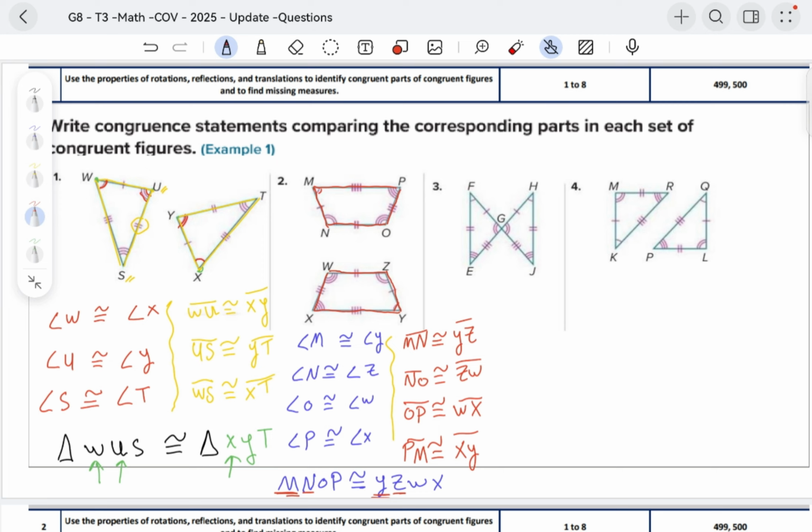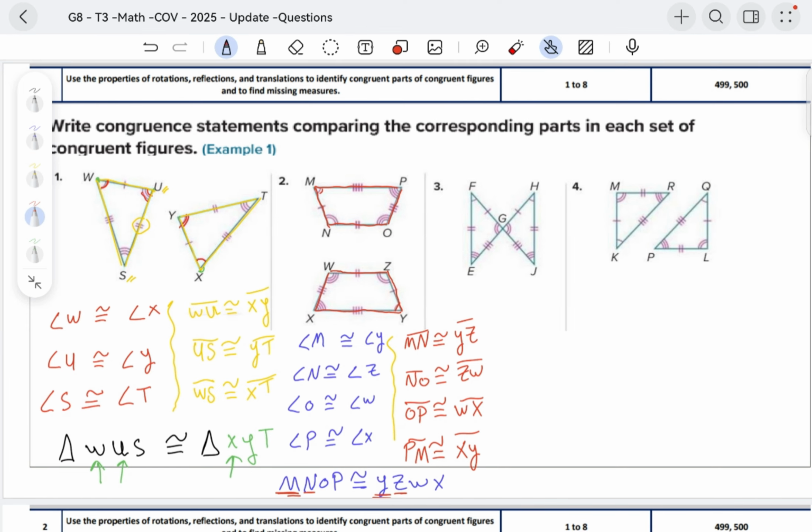For question number 3 and 4, we have to do the same. I will write the final answer. Like here we have triangle KMR is congruent to triangle QLP. And from this statement we can find all the other corresponding sides. Like angle K is congruent to angle Q, or angle R is congruent to angle P.